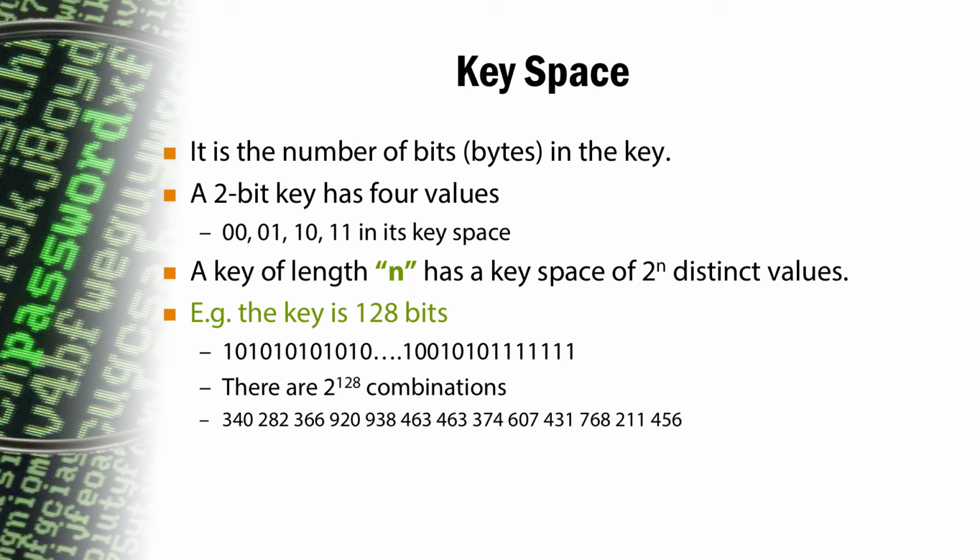Here is an example of a key space. The key space is basically the number of bits or bytes in the key. A 2-bit key has 4 values. Of course, a key length of n has a key space of 2 to the nth power. So if the key space is 128 bits, there are 2 to the 128th power possible combinations.